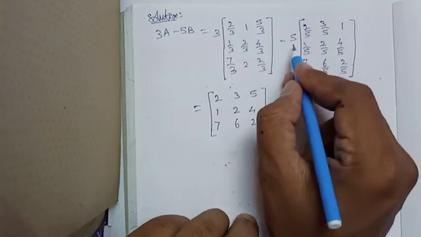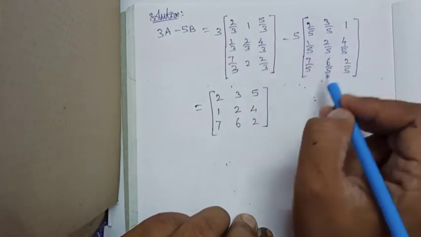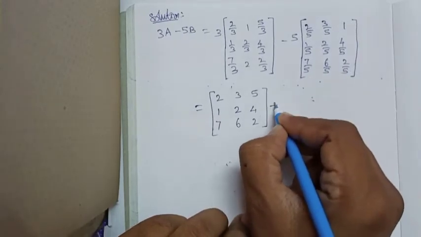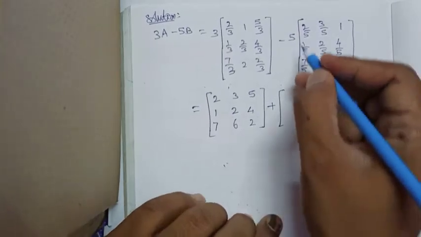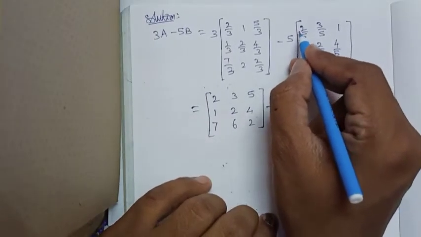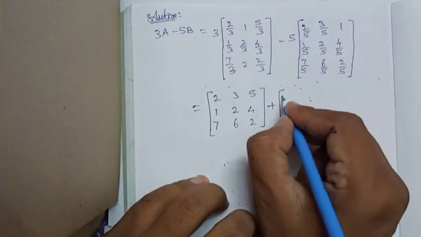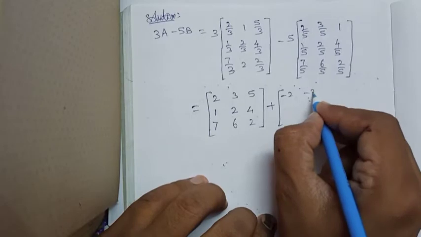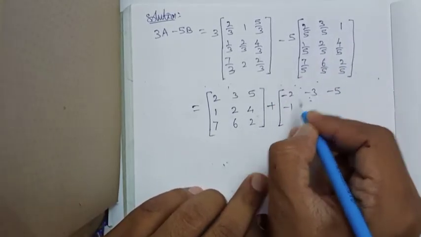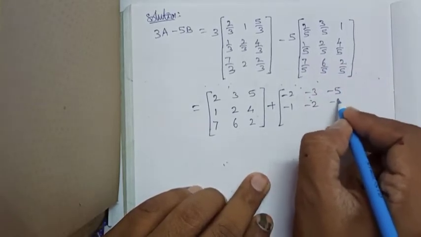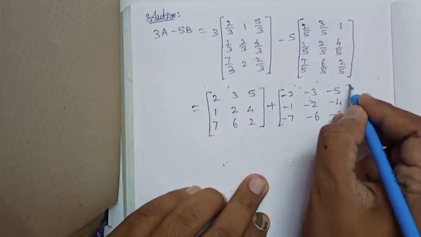Next we multiply minus 5 inside each element. The sign should be changed to plus, because we have multiplied minus 5 inside. Each denominator that has minus 5 should be cancelled. So minus 2, here minus 3, minus 5 into 1, minus 5, here minus 1, and minus 2, minus 4, minus 7, minus 6, minus 2.